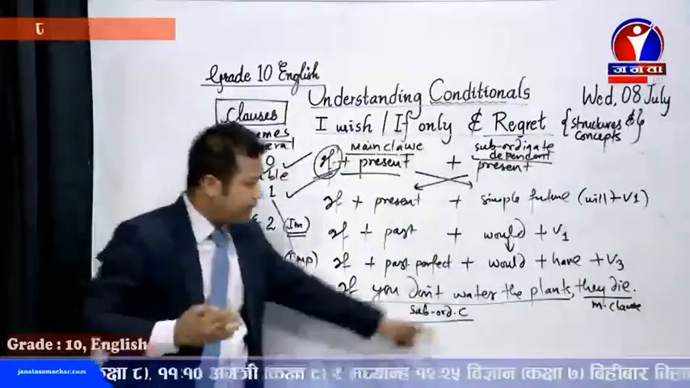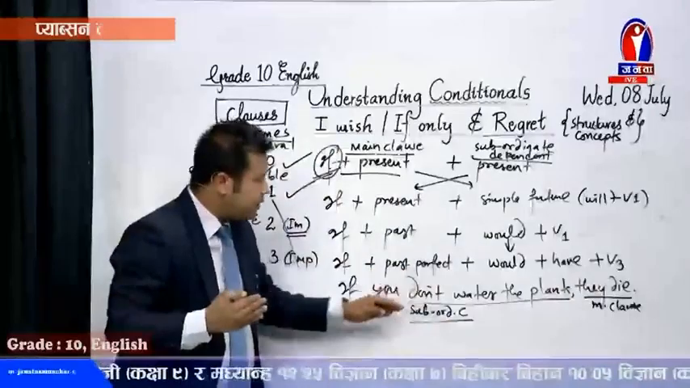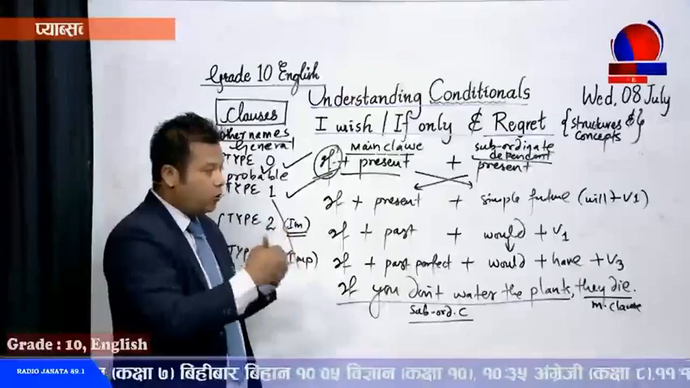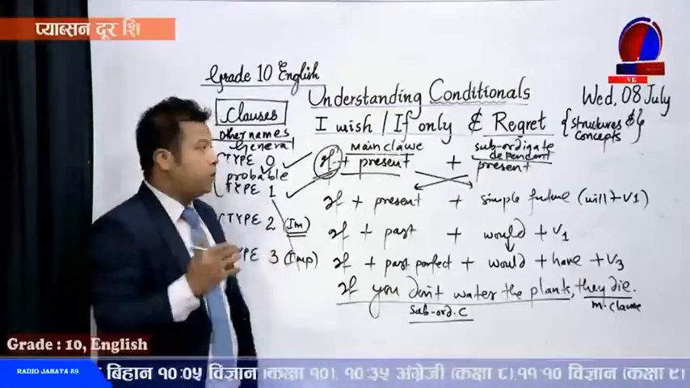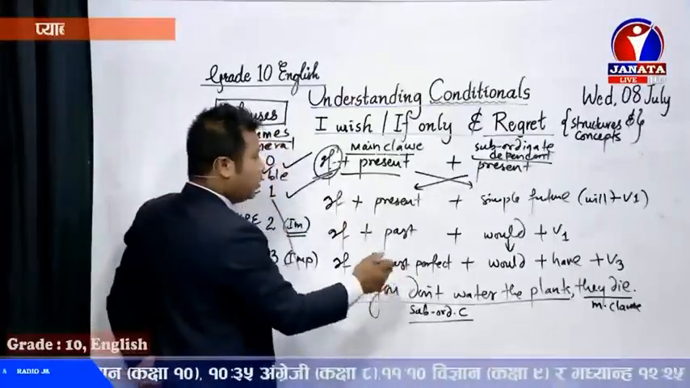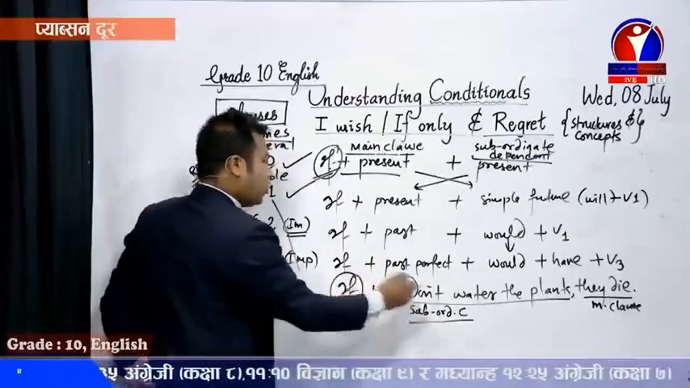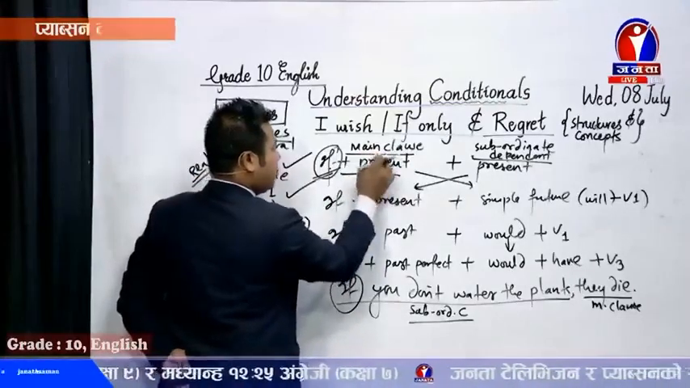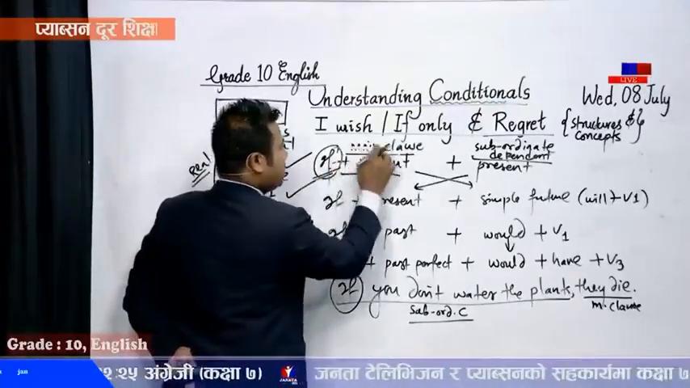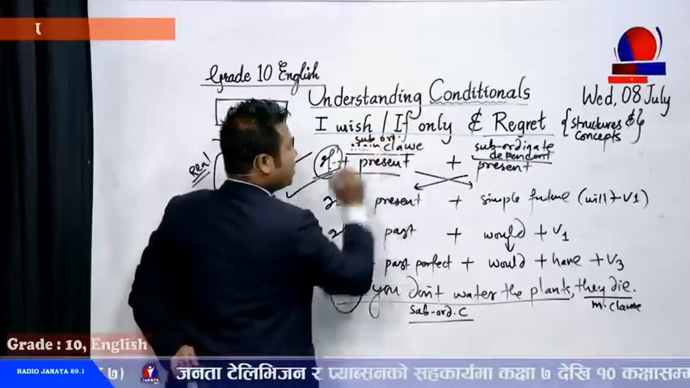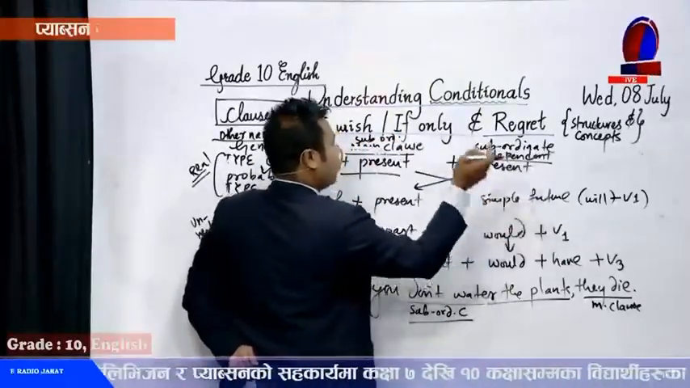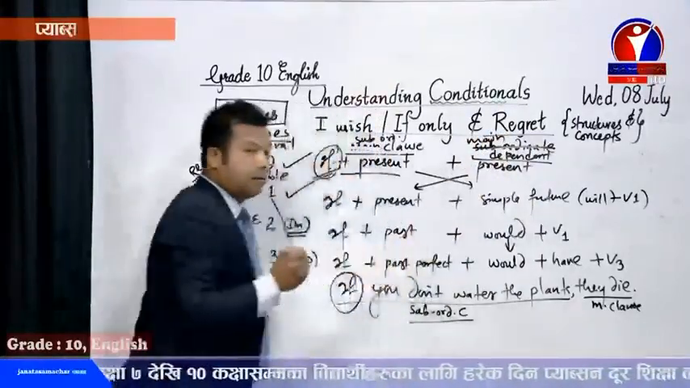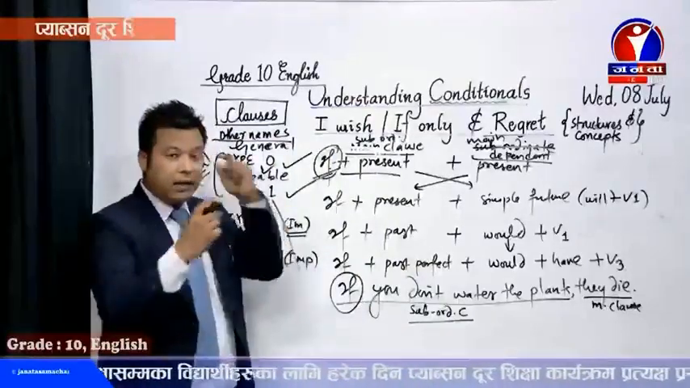Or if I reverse that sentence: plants die if you don't water them. See, I can change the position of the clauses, but the meaning does not change. So with that skill, you come to know that if I use if, it's always subordinate, and therefore this if part is not the main clause. The if part becomes subordinate, and the sentence without if becomes the main clause. But remember, as I've said, the position can vary.